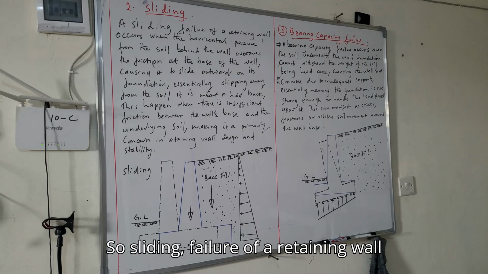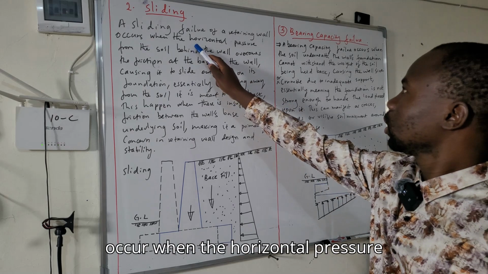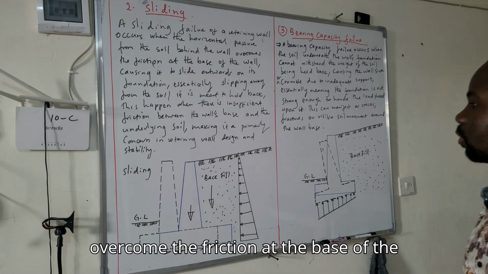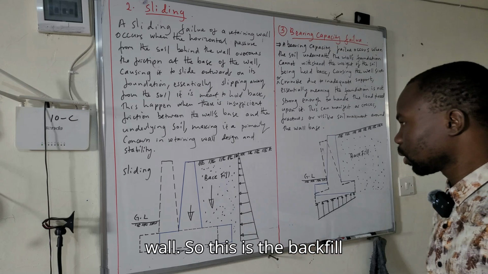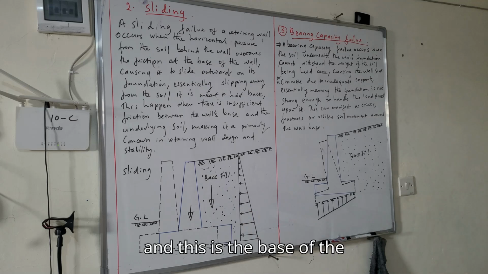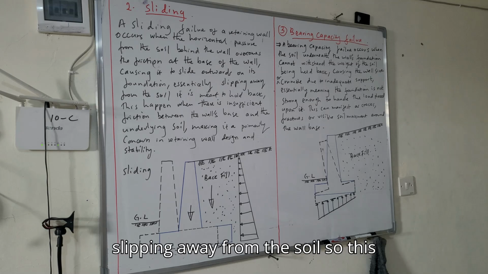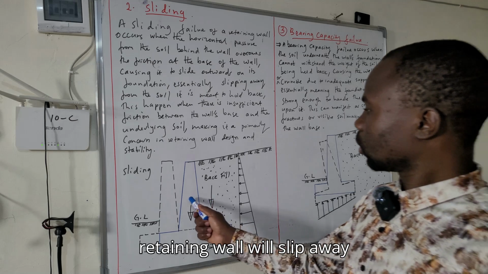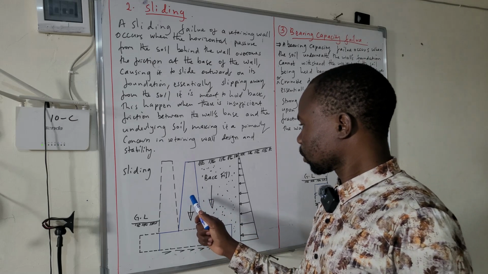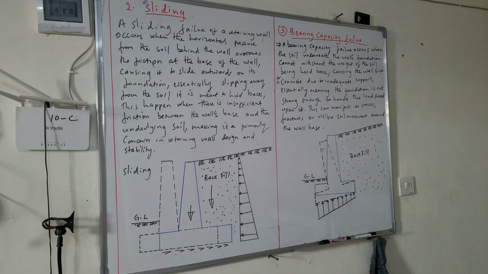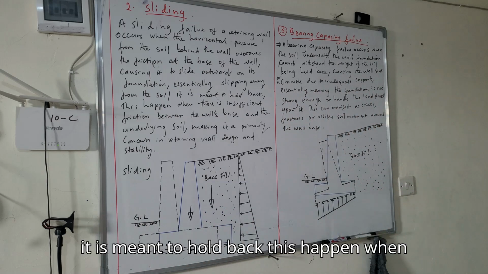So sliding failure of a retaining wall occurs when the horizontal pressure from the soil behind the wall overcomes the friction at the base of the wall. So this is the backfill and this is the base of the foundation, essentially slipping away from the soil. So this retaining wall will slip away from this soil, so it will move outward. It is meant to hold back.